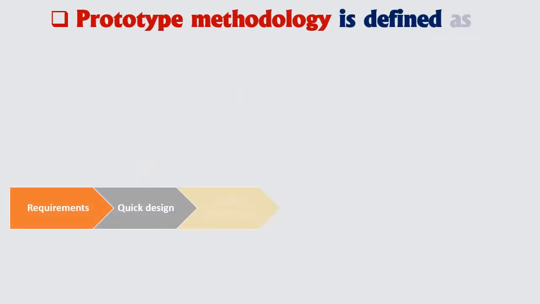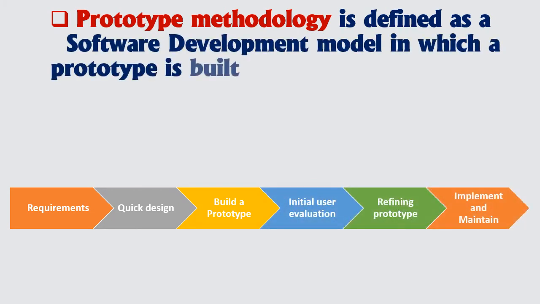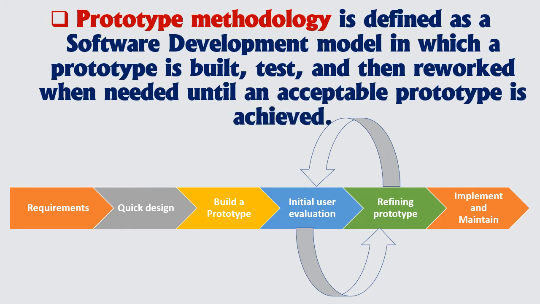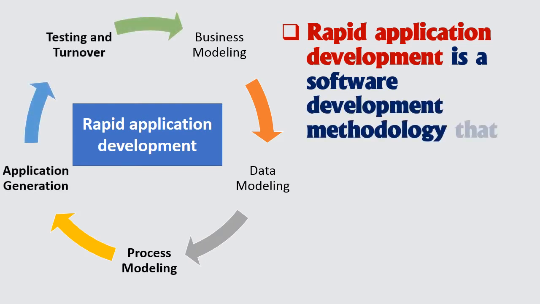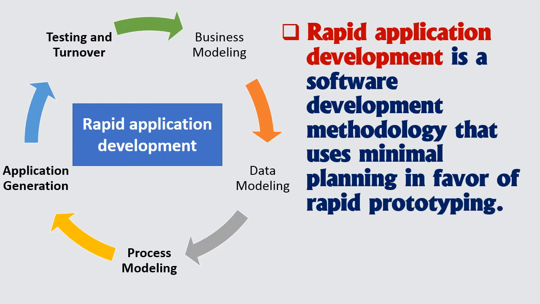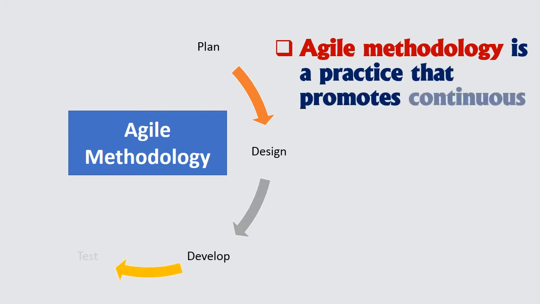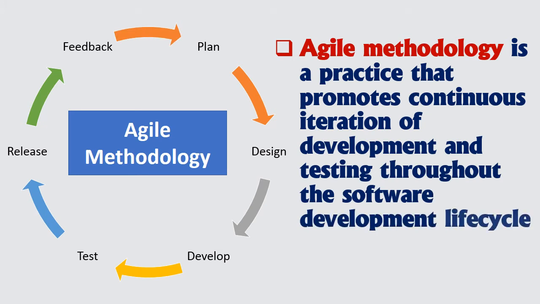Prototype methodology is defined as a software development model in which a prototype is built, tested, and then reworked when needed until an acceptable prototype is achieved. Rapid application development is a software development methodology that uses minimal planning in favor of rapid prototyping. Agile methodology is a practice that promotes continuous iteration of development and testing throughout the software development lifecycle of the project.